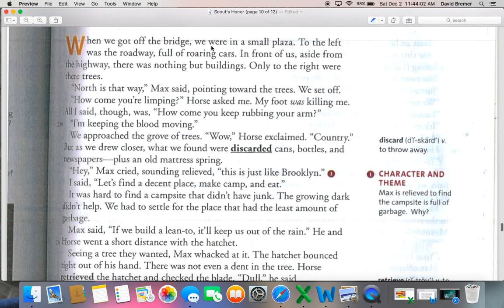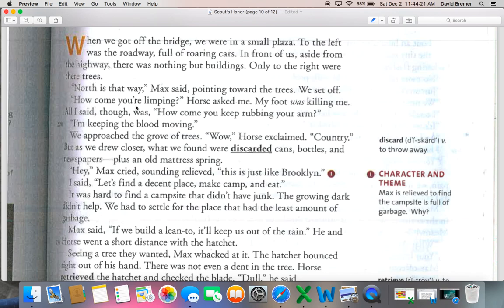When we got off the bridge, we were in a small plaza. To the left was the roadway full of roaring cars. In front of us, aside from the highway, there was nothing but buildings. Only to the right were there trees. North is that way, Max said, pointing toward the trees.